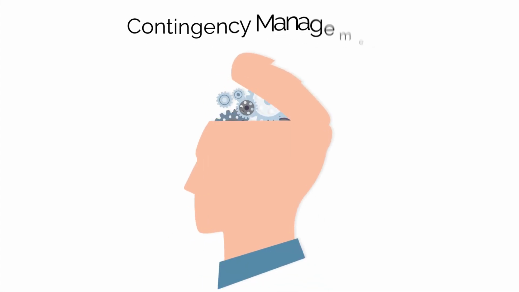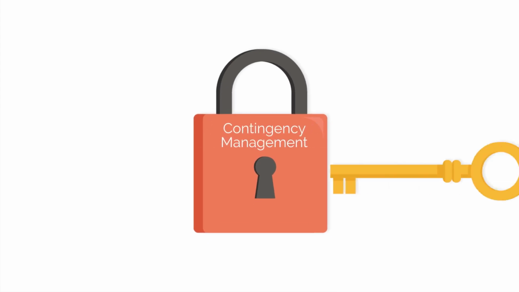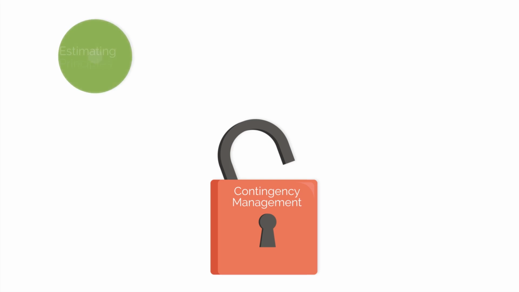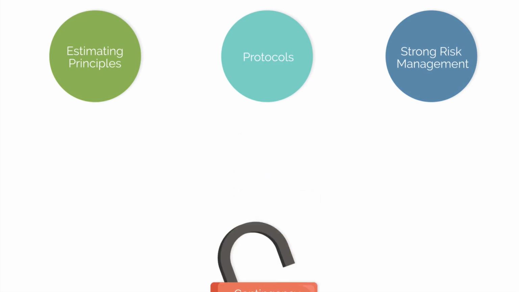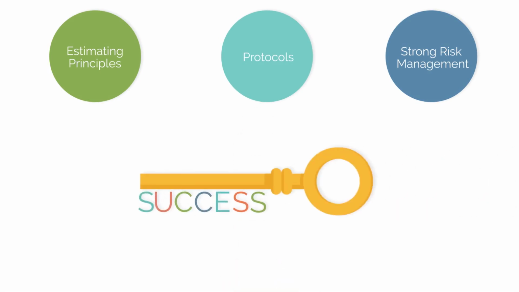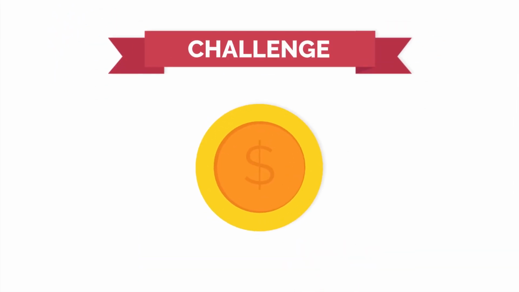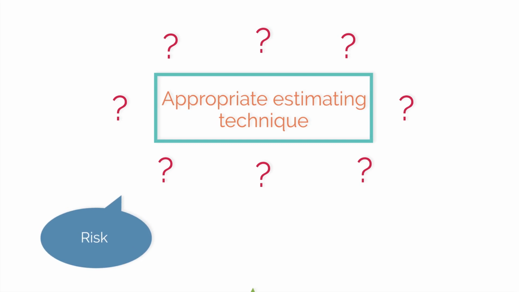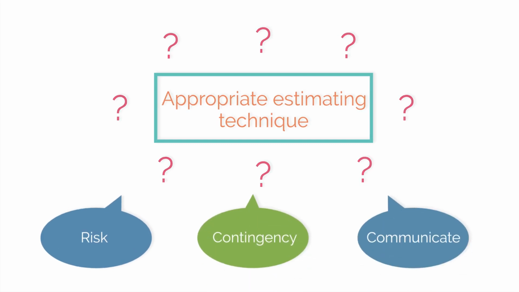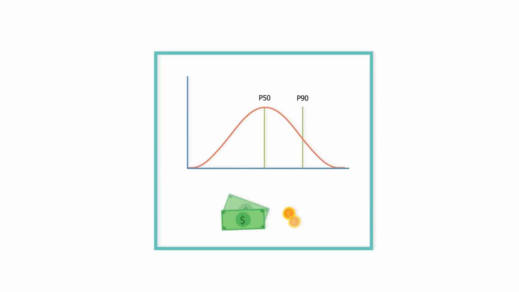Approaches to contingency management encompass a separate set of theory. A key concept is that contingency management cannot be done effectively without a good understanding of estimating principles and protocols, and strong risk management. Accurate, reliable cost estimates are essential for project success. One challenge in estimating is to ensure that cost estimates are not overly optimistic, resulting in significant cost overruns at project completion. It is crucial to adopt an appropriate estimating technique, account for factors such as risk and contingency, and communicate to decision makers the level of accuracy and detail that formed a cost estimate.